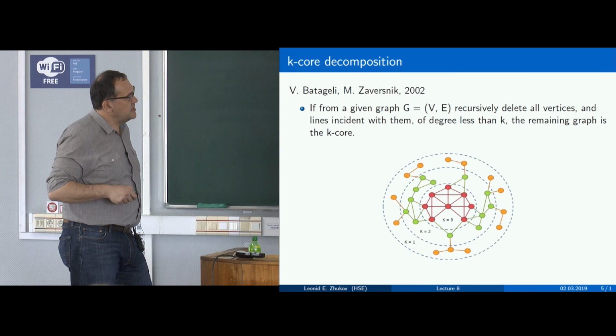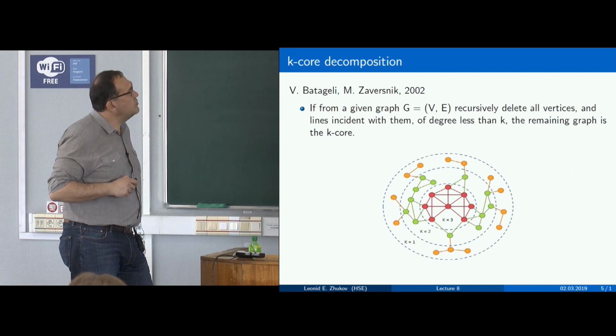So I delete this vertex, its degree is 1. I delete this vertex, its degree is 1. Delete this, this, this, this, this, this, this. But then what happens? There are several vertices that were degree 2. This one was degree 2, and this one was degree 3. But after I deleted those vertices of degree 1, the degree of this guy dropped and became 1. And so I also want to delete it.